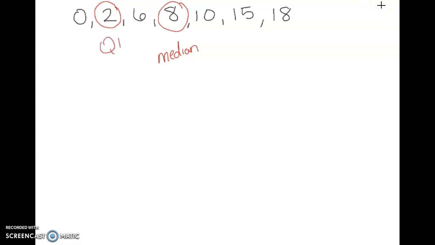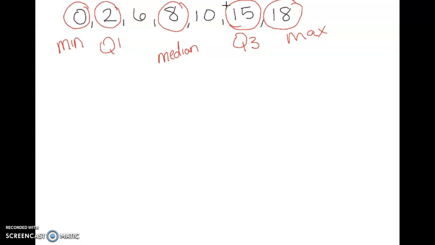And then I'm going to do the same thing for the upper half. So I'm going to take the upper half of data, 10, 15, and 18. I'm going to find the middle, which would be 15. That is quartile 3. And then the last step would be to find the minimum value and the maximum value. So that's my lowest and highest number. So that is 18 and 0.